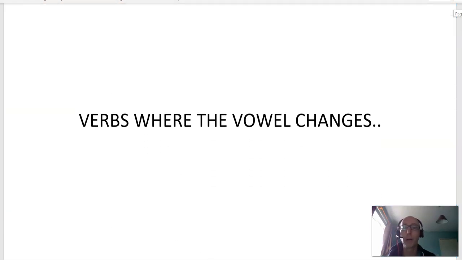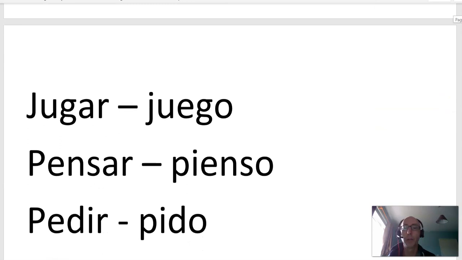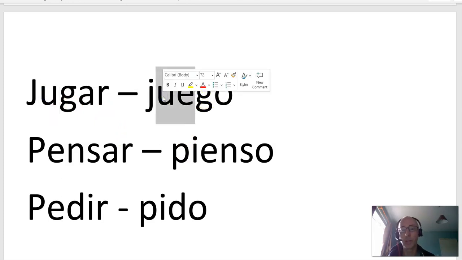So it's a verb where the vowel changes. The vowel in the middle changes. That's really the important thing. And there's some very common verbs. We've probably seen them many times. Jugar, juego. Pensar, pienso. Pedir, pido. So it's about this vowel here changing, from the infinitive to the present tense.